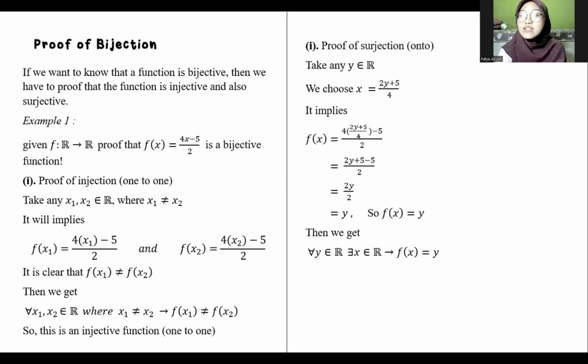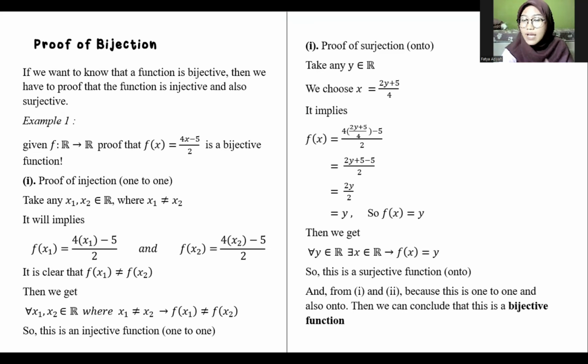Then we get the definition of a surjection. So for all y element of the real number set, there exists x element of the real number set such that f of x is equal to y. So this is the surjective function, or onto. And from 1 and 2, because this is one-to-one and also onto, we can conclude that this is a bijective function. Okay?